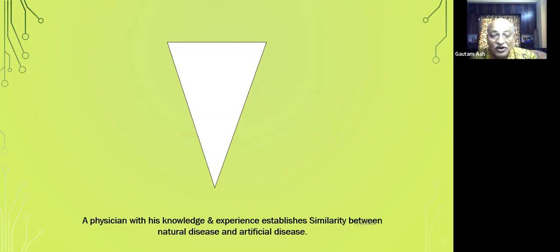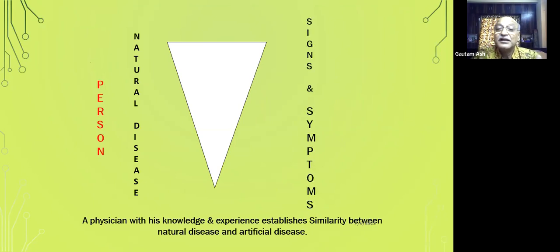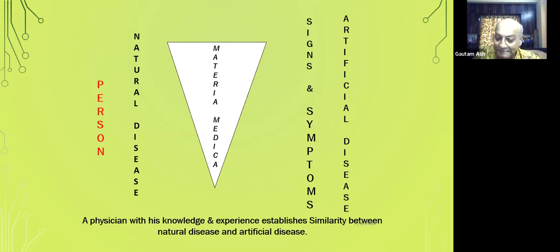Therefore, a physician with his knowledge and experience establishes similarity between natural disease and artificial disease, which we have already discussed long back. Now we are saying the person is affected by natural disease, and the signs and symptoms which are the artificial disease come from drug proving. The materia medica will be matching both of them. And finally, we are getting what you know as the law of similars. This is all about the remedy. So this is the physician with his knowledge and experience establishing similarity between natural and artificial. This is the therapeutics for any disease, any condition, functional, structural, elastic, non-elastic, reversible, irreversible, we have to judge with that.